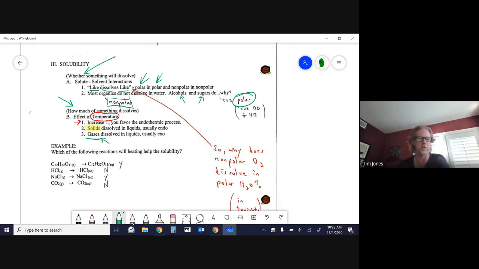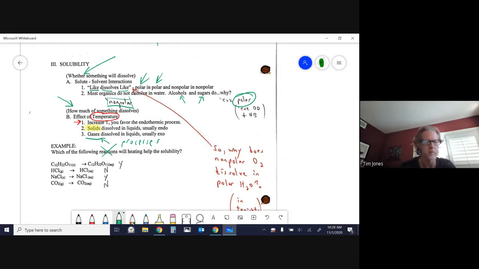So here's an example. Which of the following will help solubility? Now I have to say, this word is incorrect. I don't like this word reactions right here. A reaction should refer to something that's changing its identity. These things are not really changing their identity. A better word right here would be which of the following processes. Because dissolving salt into water is not a reaction, at least not to me.